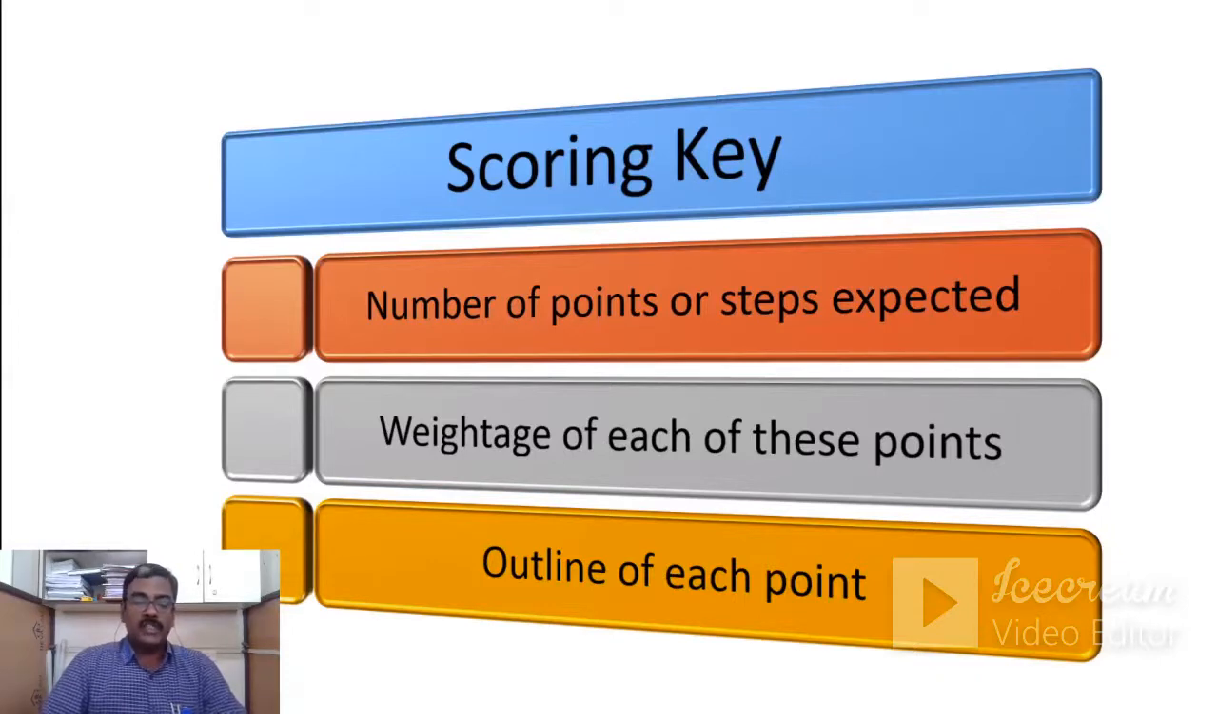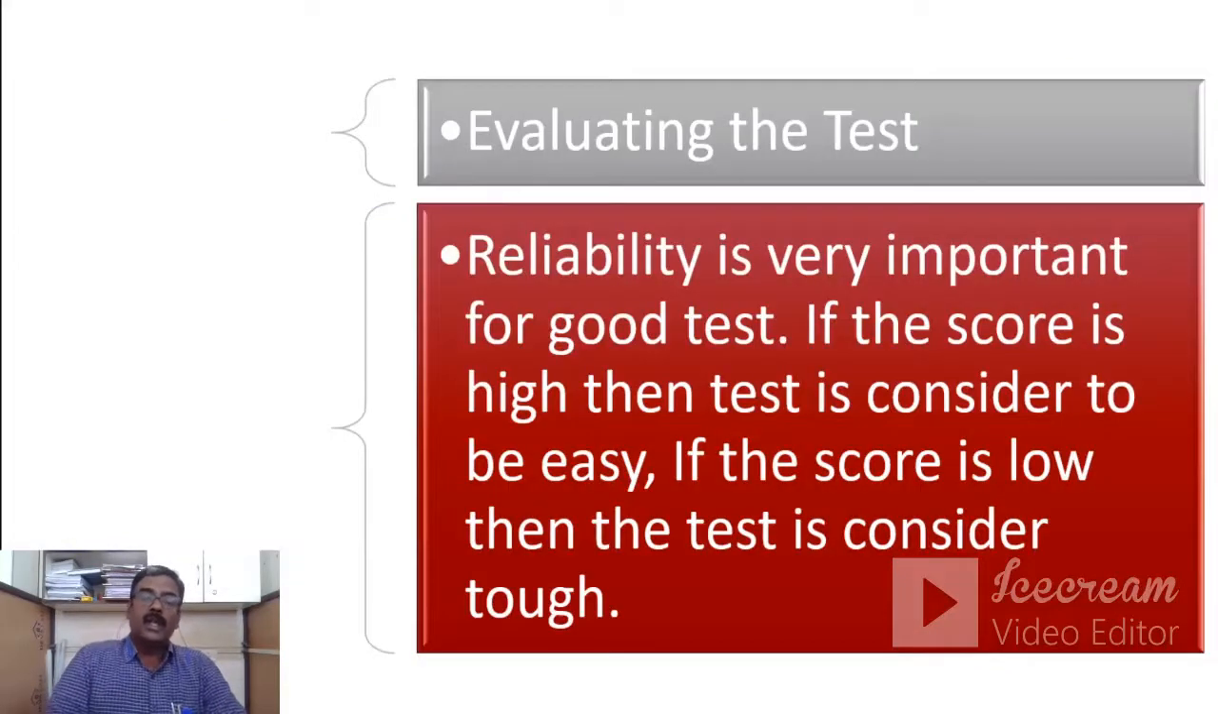Outline of each point. We need not write the complete form of the answer. The important point, which point the students need to write, that point only can be written in the scoring key. So through the scoring key only, we can get the objective type of marking for all the students.